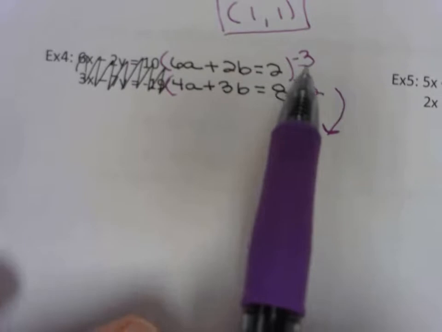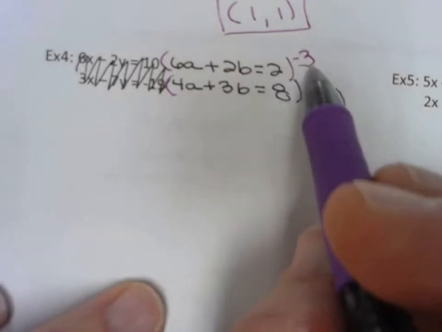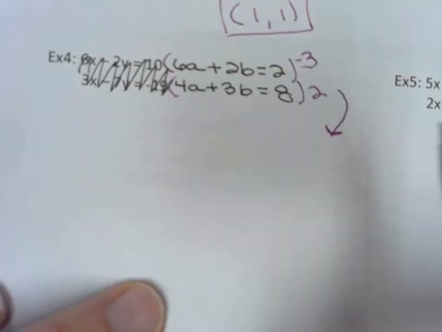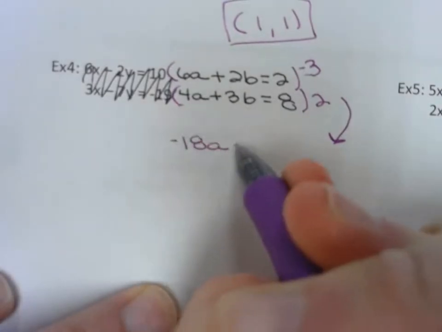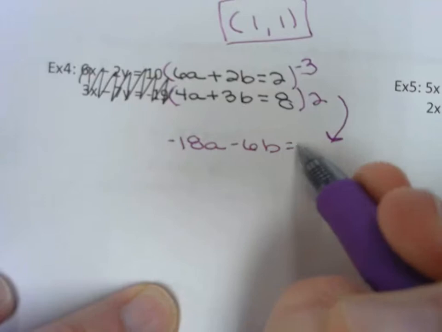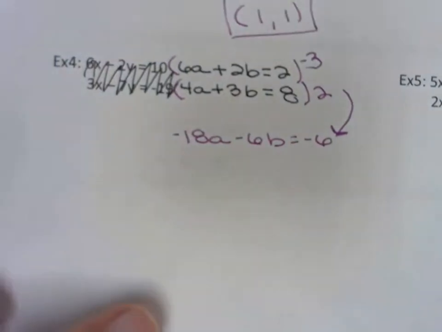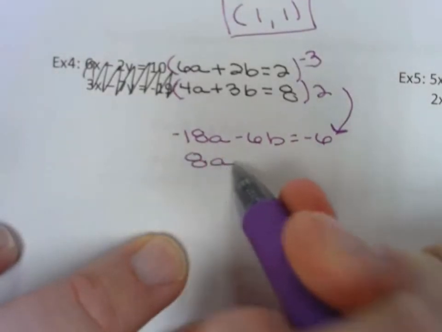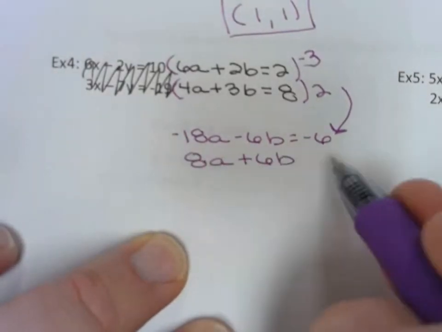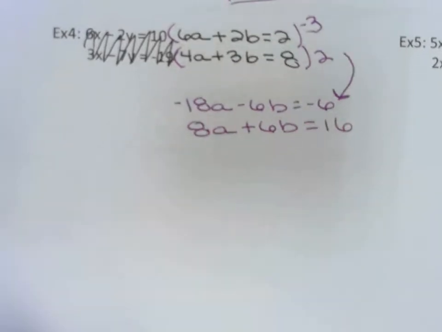Now make sure you distribute to everything. I'm going to take negative 3 and multiply it to every term in the top. That will be negative 18a minus 6b equals negative 6 when I multiply negative 3 through the whole top. And then my bottom equation I multiply by 2. So 8a plus 6b equals 16. So I multiply everything by 2.